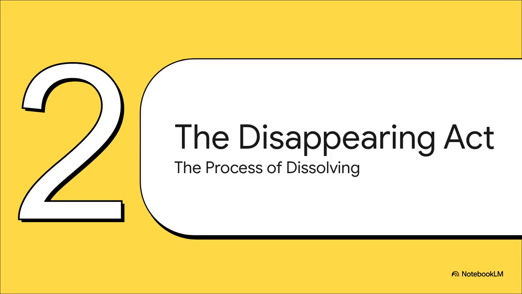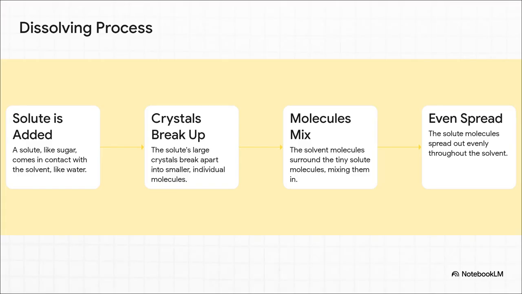Okay, so let's talk about that disappearing act. What is actually happening when the solute vanishes? Well, the sciencey name for this magic trick is dissolving. And when you understand how it works, it's actually pretty amazing. Let's zoom in and see what's happening at a microscopic level.